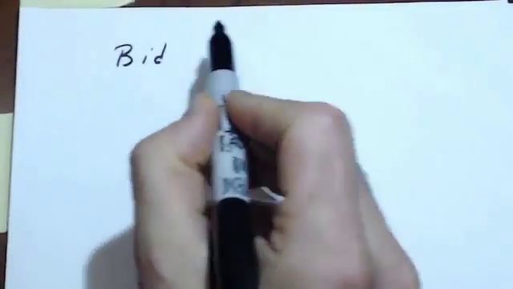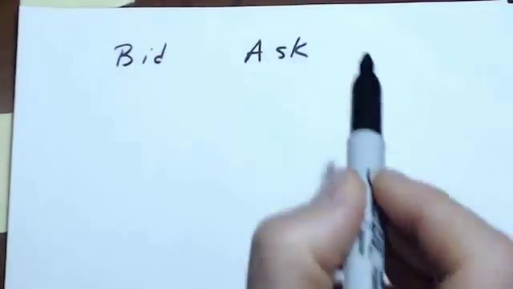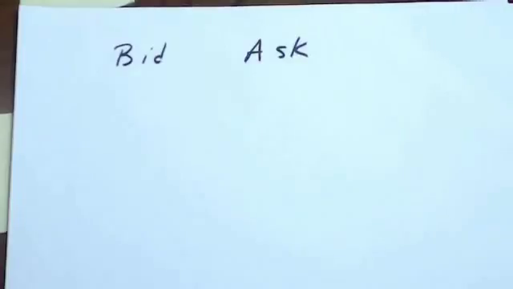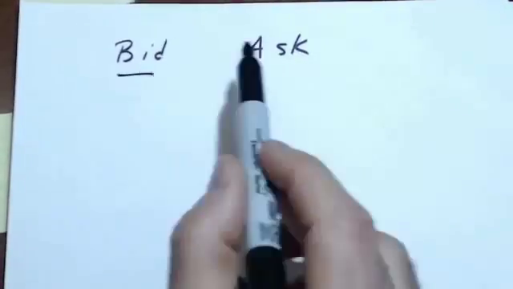So I'm on page two of my notes, and we've got to get some preliminary concepts and terms out of the way before we actually get into various order types. The first concept is bid and ask prices, the bid-ask spread. We've covered this before.